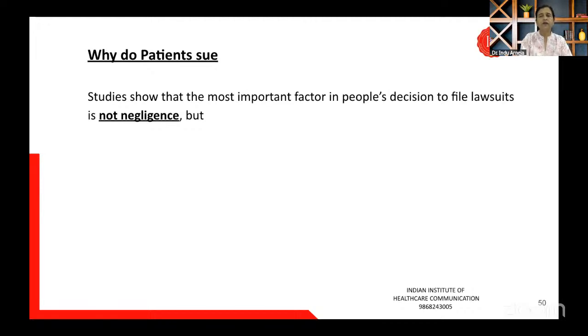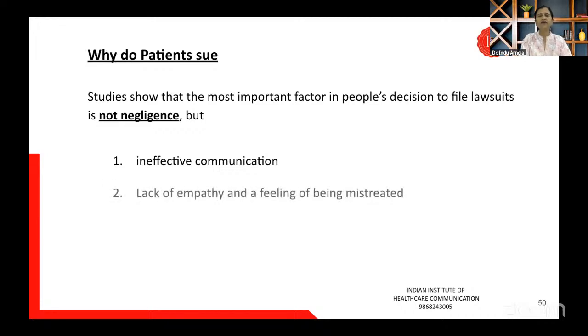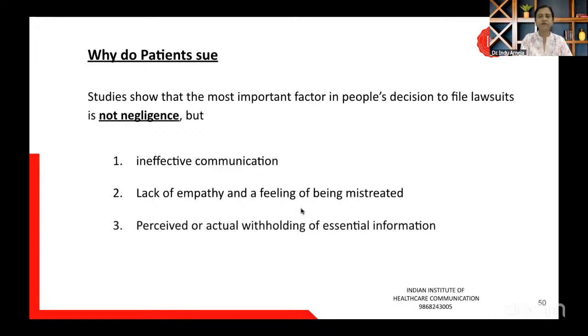So studies have also shown, like Dr. Purnima was talking about, patients sometimes file a lawsuit not for the negligence, but whenever we have not been able to communicate effectively with them, whenever we have not addressed their concerns or explained to them, or if they see a lack of empathy and feel that we are not treating them properly in a careful, respectful and compassionate manner, or if there is any perceived or actual withholding of essential information.